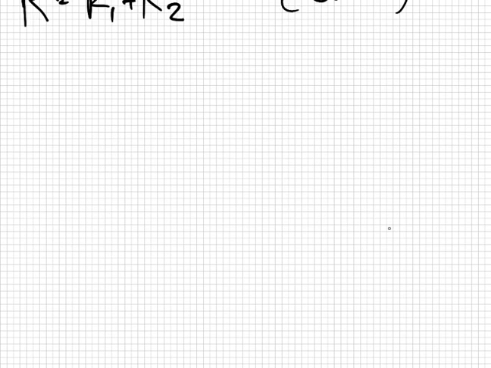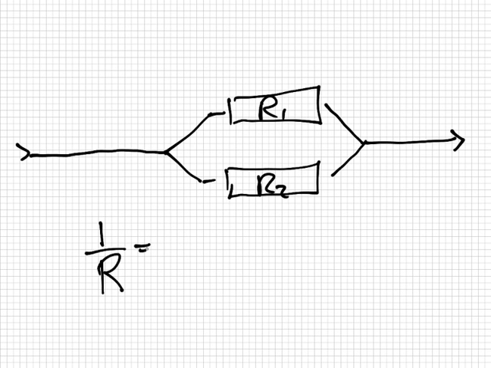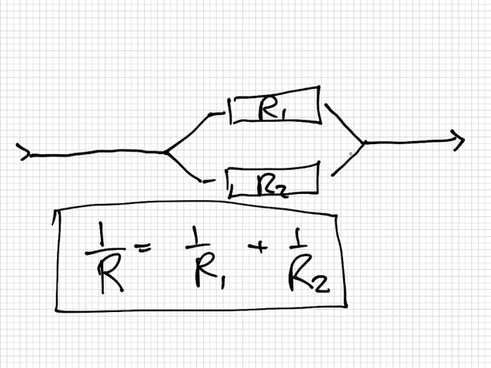Can I go down? Yeah. So if you have them like this, here's your wire, then it splits, and then this is R1, and this is R2, and then it comes back together. It's not the same. They don't add as simply. You have this formula: 1 over R equals 1 over R1 plus 1 over R2. Now we're on to page 7. So this one is when we say they are parallel.